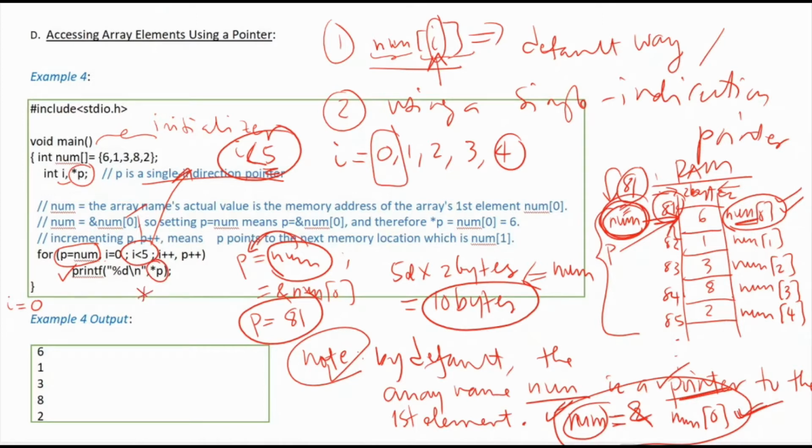Asterisk P means the value stored at memory address P. The memory address P is 81. So it's like saying asterisk P is equal to asterisk 81. The value at 81 is 6. So we display 6. That's why we have here on the first line of output the value 6.